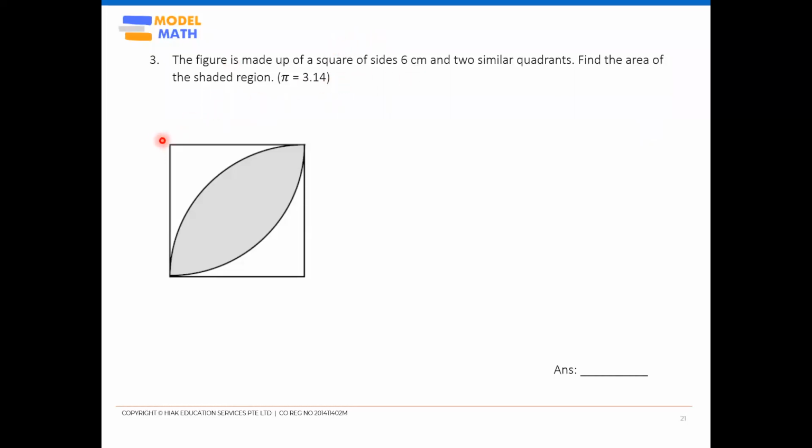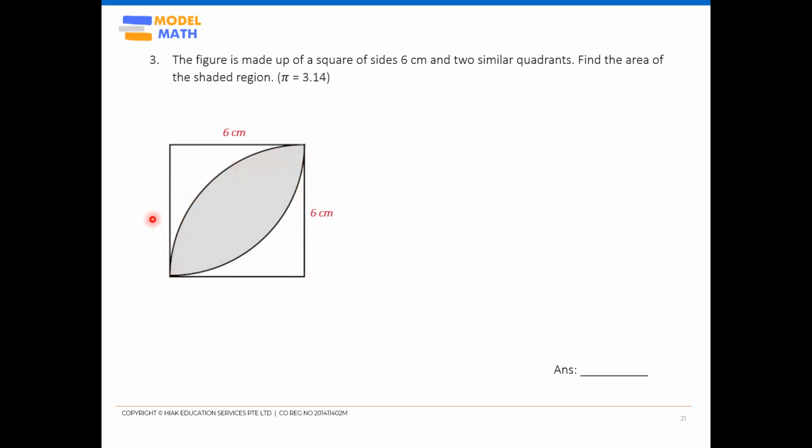So it's a square of side 6 cm, which means I'll usually label for one length and one breadth of the square. Now, two quadrants. Where are the two quadrants? So the curved arcs would tell you where the quadrants are. This is one quadrant. You can see where I'm tracing. And the other quadrant is this one.